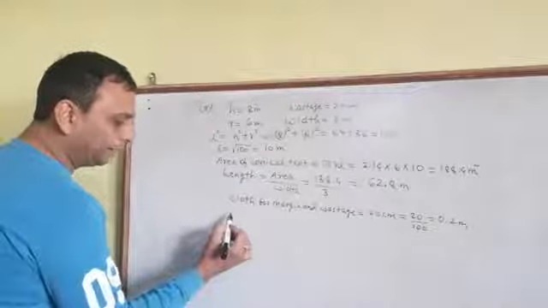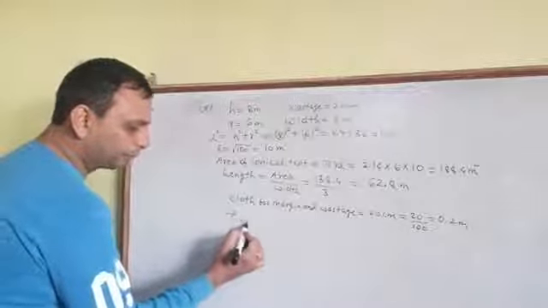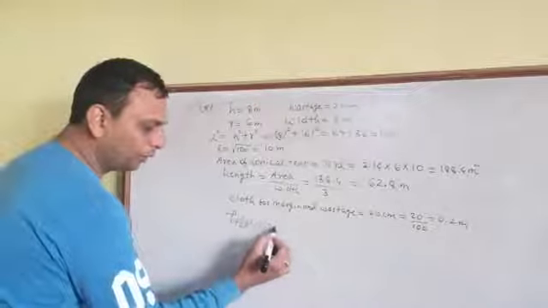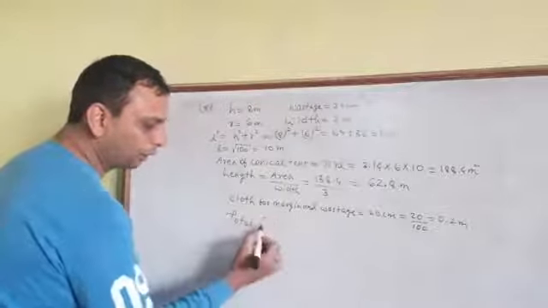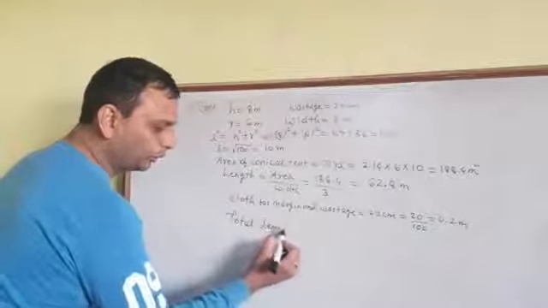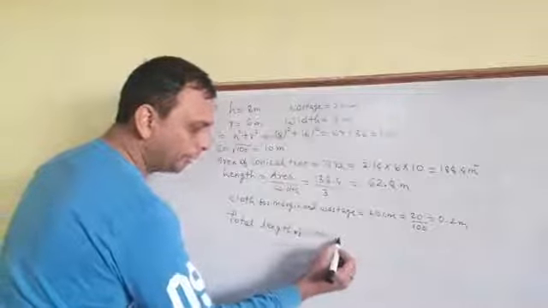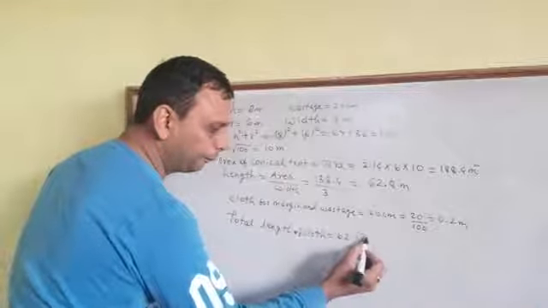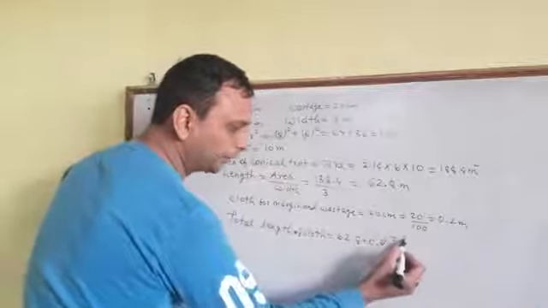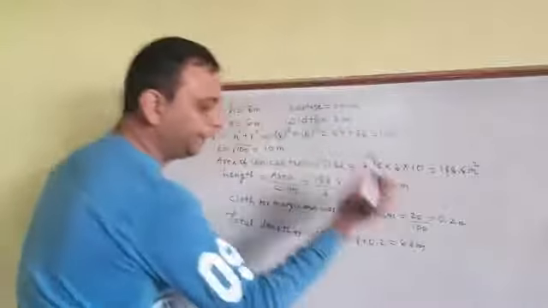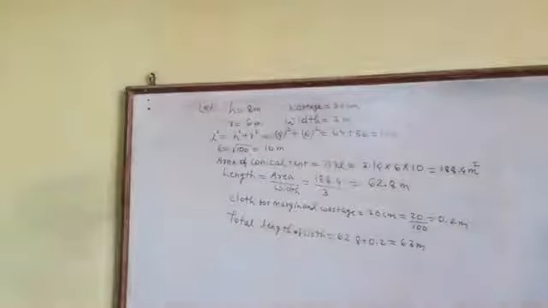Now the total length of cloth required is 62.8 plus 0.2 meter, so 63 meter of cloth we need to make that tent. So this completes this question.